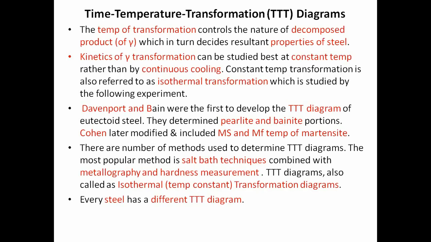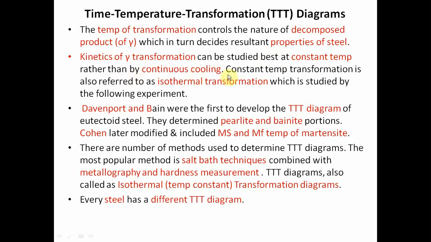Time temperature transformation curve. The temperature of transformation controls the nature of decomposed product of austenite, which in turn transforms into different products like pearlite, bainite and martensite, and ultimately that results in the mechanical and physical properties of steels. So to study transformation, we need to study the kinetics of austenite transformation, and that can be studied best at constant temperature rather than at continuous cooling.